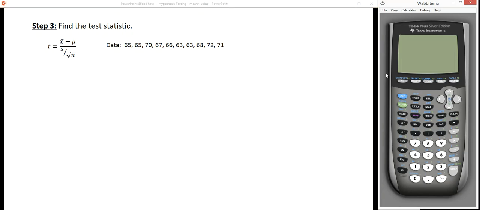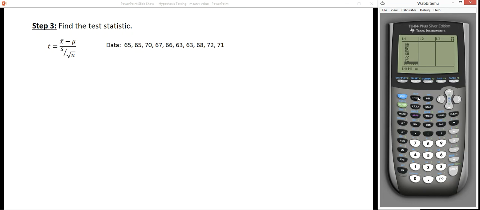So let's go ahead and grab that calculator. Let me clear this out. Okay, so stat edit, and I've actually already put the information into the calculator, so just enter it into any list that you want. So I've got the 65, 65, and then all 10 of those. So if I scroll down here, I've got all 10 data entries.